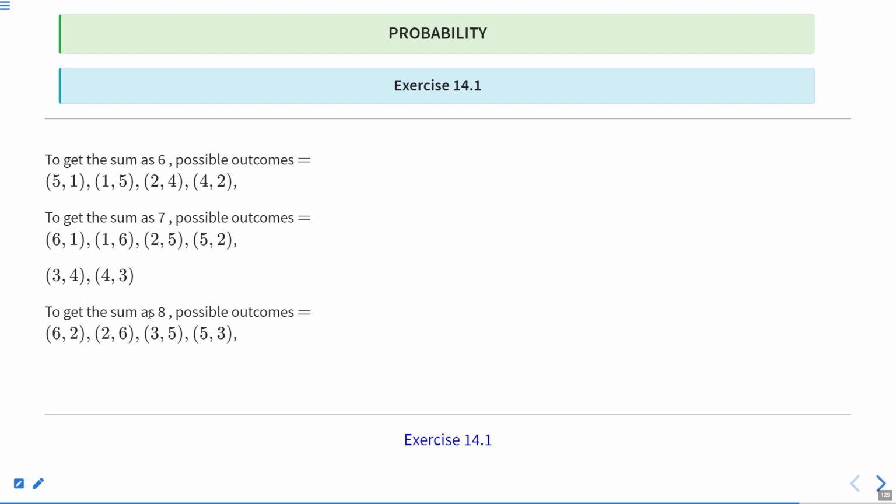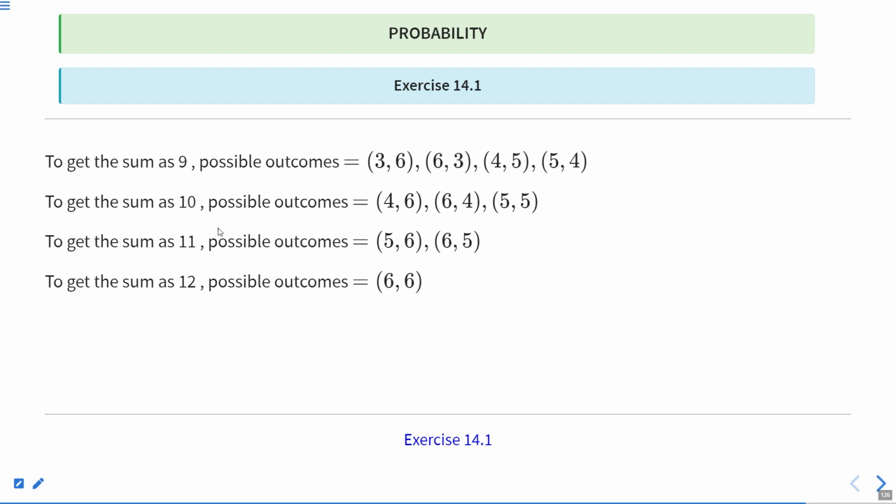And to get the sum as 8, possible outcomes are 6 comma 2, 2 comma 6, 3 comma 5, and 5 comma 3. Then to get the sum as 9, possible outcomes are 3 comma 6, 6 comma 3, 4 comma 5, and 5 comma 4. To get the sum as 10, possible outcomes are 4 comma 6, 6 comma 4, and 5 comma 5. To get the sum as 11, possible outcomes are 5 comma 6 and 6 comma 5. And to get the sum as 12, the possible outcome is 6 comma 6.